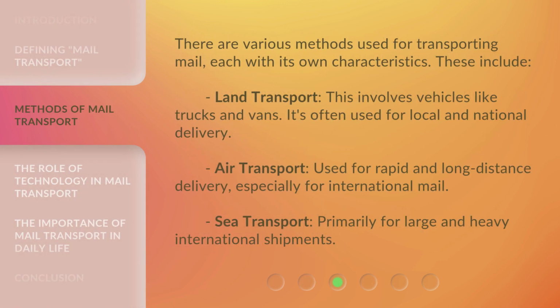There are various methods used for transporting mail, each with its own characteristics. These include land transport. This involves vehicles like trucks and vans. It's often used for local and national delivery. Air transport, used for rapid and long-distance delivery, especially for international mail. Sea transport, primarily for large and heavy international shipments.